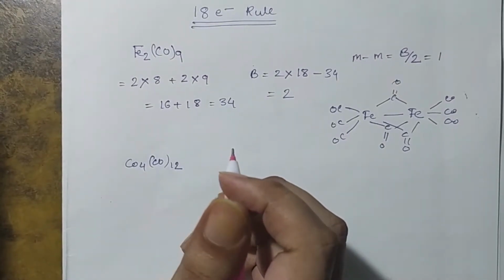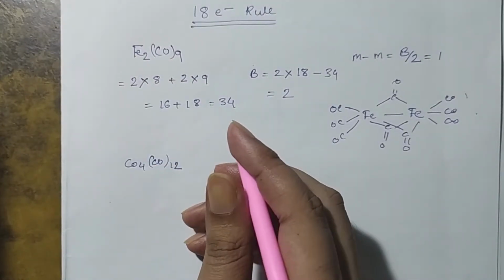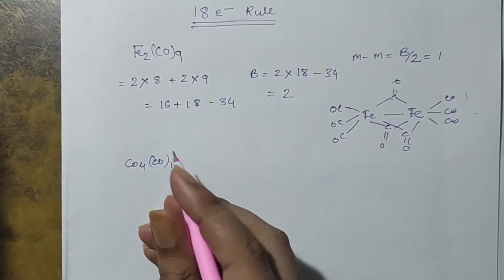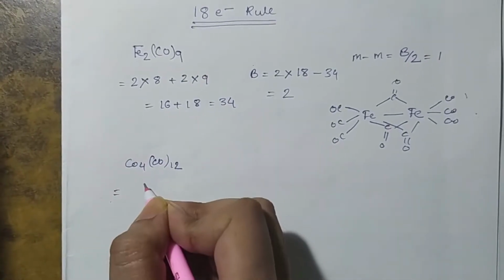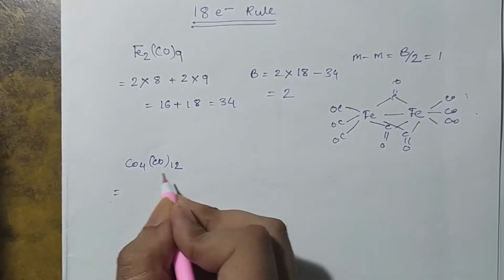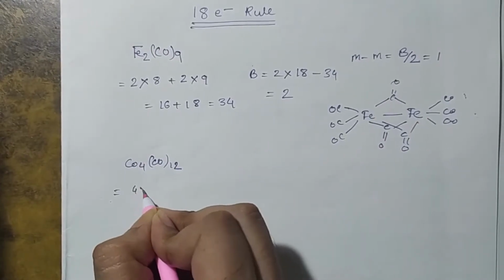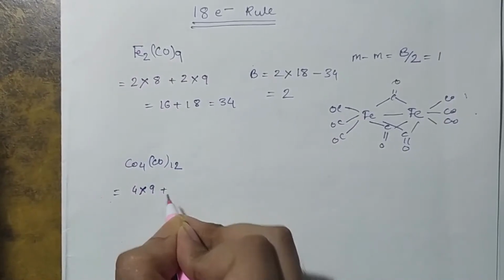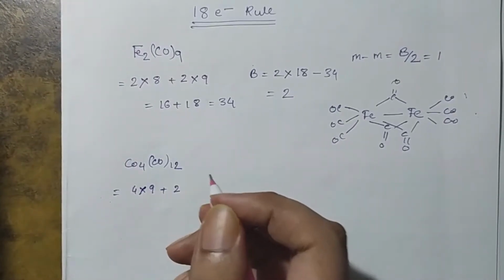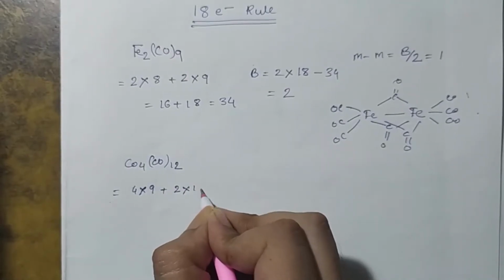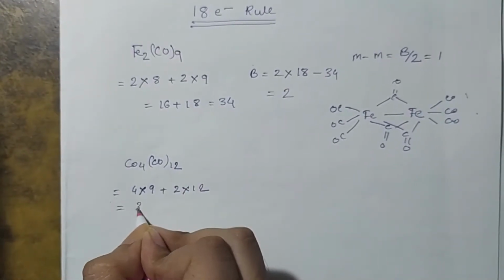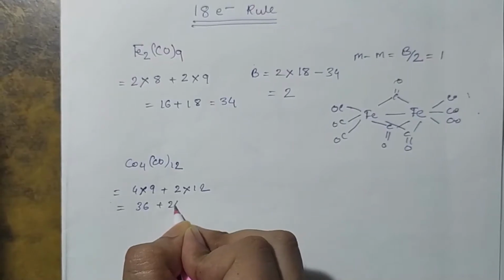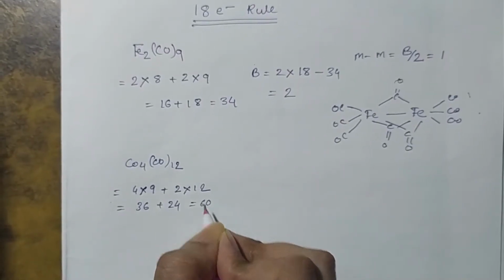So the next example is Co4(CO)12, cobalt 4, carbon monoxide 12. Now we again count the total electron count of this complex. So 4 into cobalt, which has 9 electrons in its valence shell, and 2 for each carbon monoxide, into 12. So we get 36 plus 24, so 60.